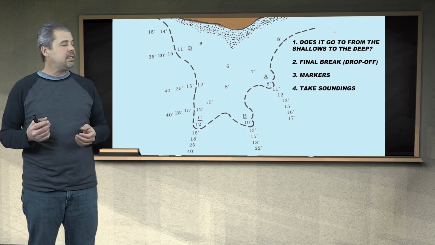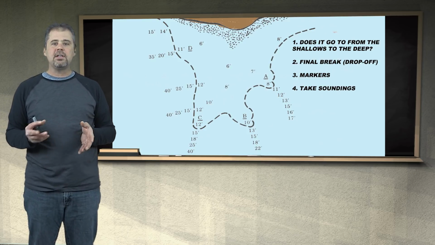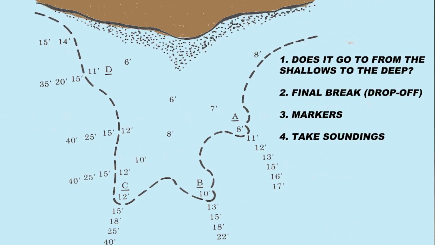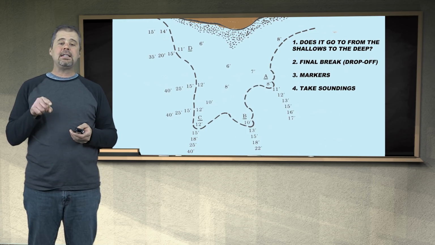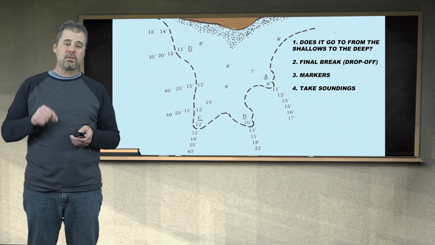In point D, it breaks off to about 35 feet as the deepest water. Point C breaks all the way to 50 feet, point B 22 feet, and point A 17 feet. So more than likely the contact point is going to be on point C, and you can see that it's 12 feet deep, where point D is 11 foot, B is 10 foot, and A is 8 foot. So in this particular case, if you look at this map you just made, it's pretty obvious that the contact point on this structure is going to be point C.